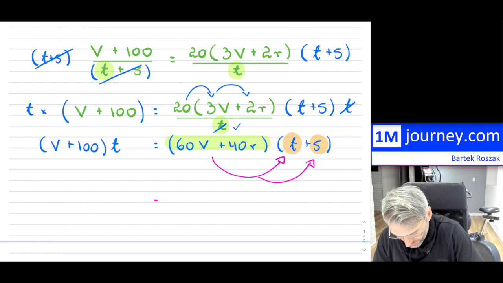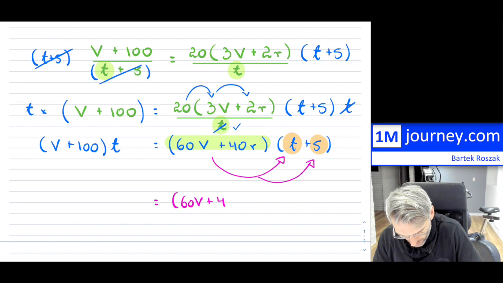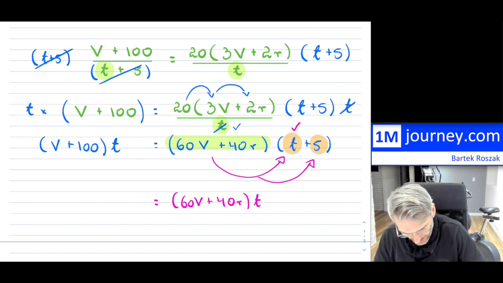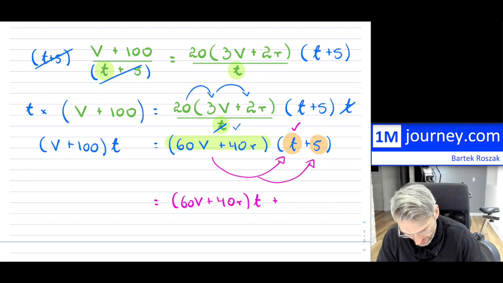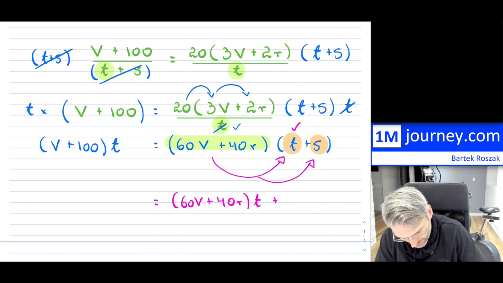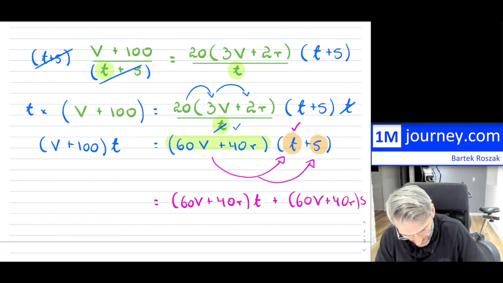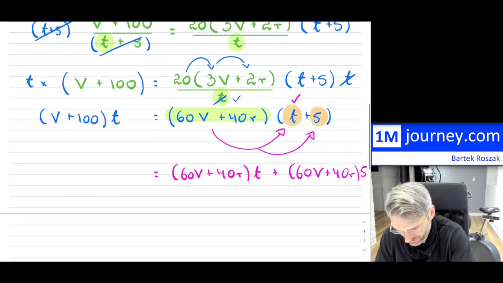So what that's going to yield for me is (60v + 40r)t, so that's multiplied by this, plus, now I also have that (60v + 40r) times that 5, right? But the 5 itself is actually a number that I have in there. So what I'm going to do is just rewrite this and take it, okay, and then that 5 is still stuck there. So that is what I have.